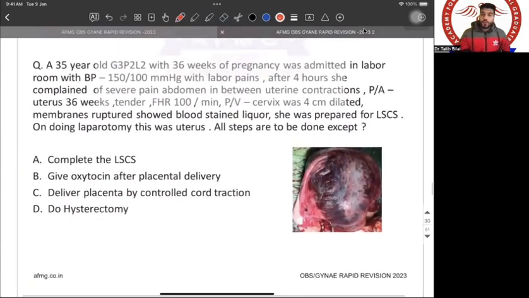Okay, guys. Don't be scared of very big questions. The bigger the question is, the easier the question is, because in the big question, there will be multiple hints. So let's discuss this question now, guys.